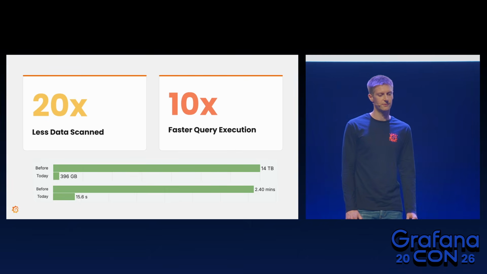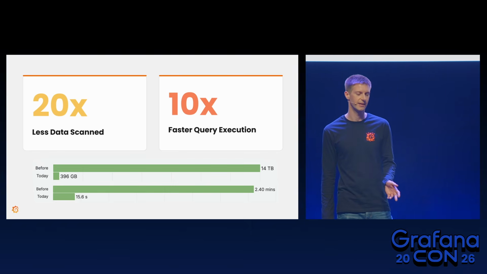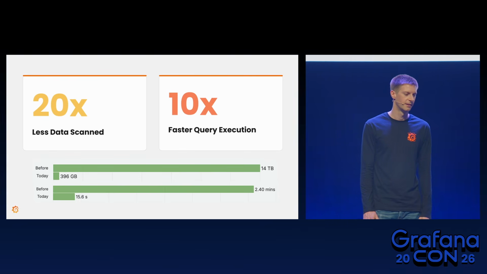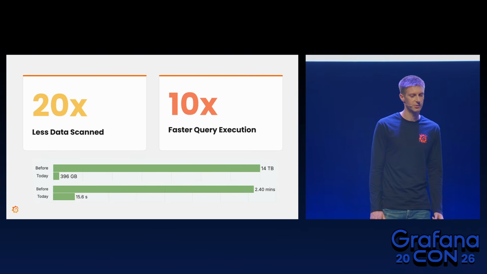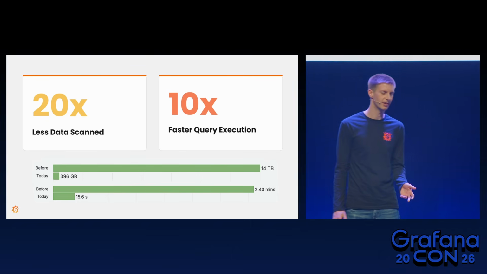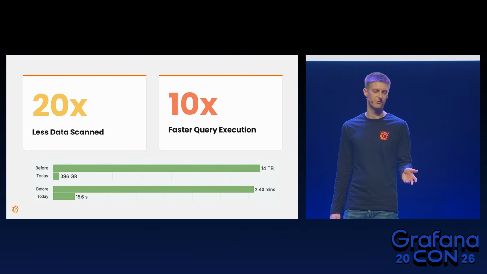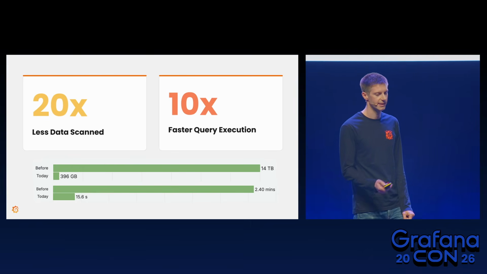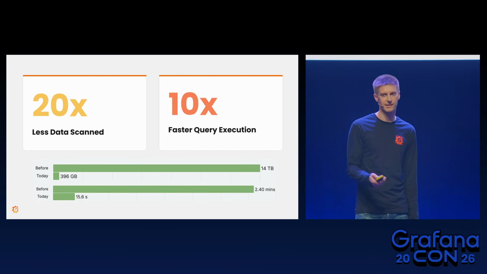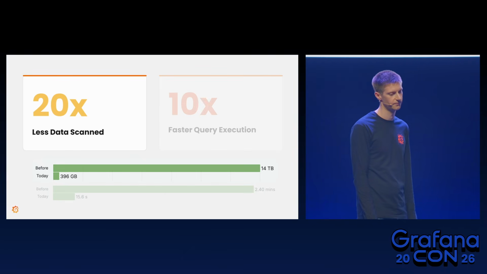So we have 20 times less data scanned and 10 times faster query execution for these kinds of business queries. This is a really big achievement for Loki, and I also want to say that it's just the beginning. We're still working on this area, we're still doing research, and these numbers should improve over time. First, let's dig into each of these different pieces and see how we improve them, starting with the data reduction.